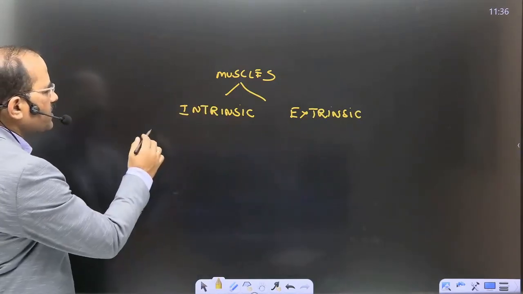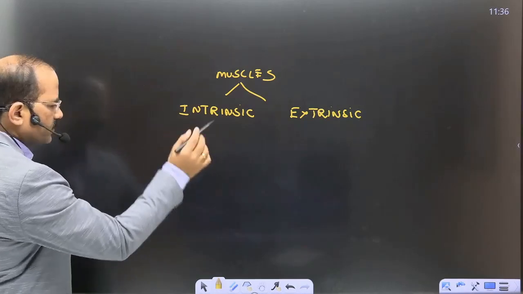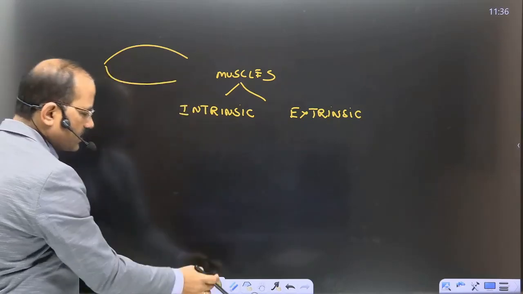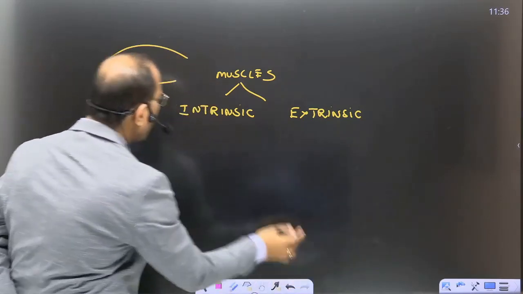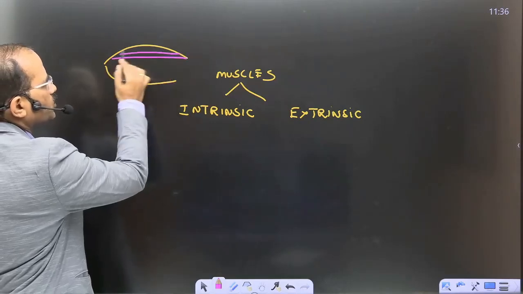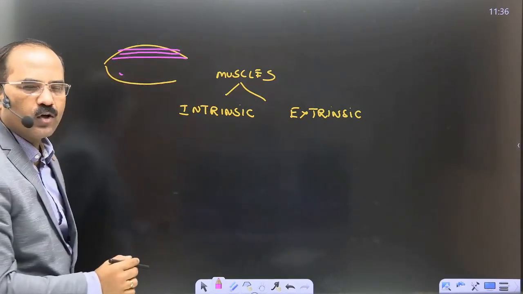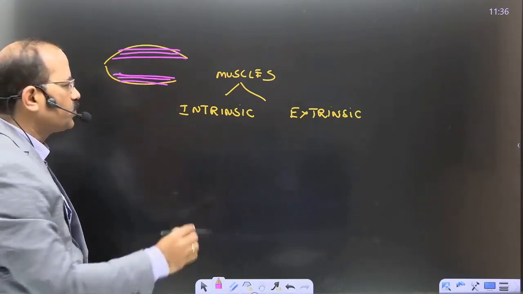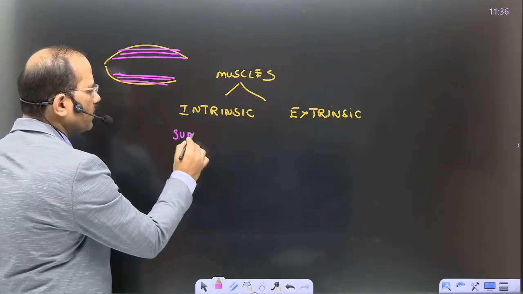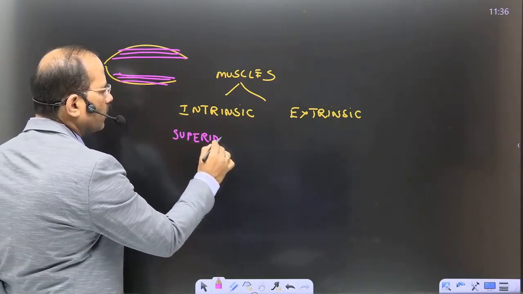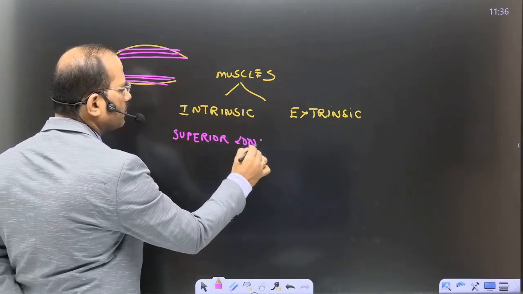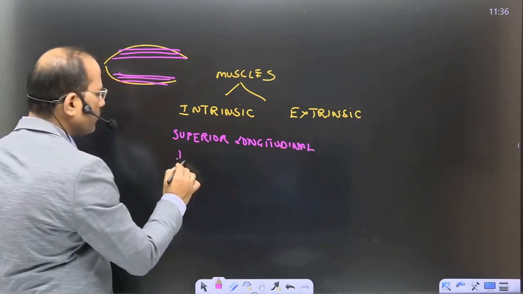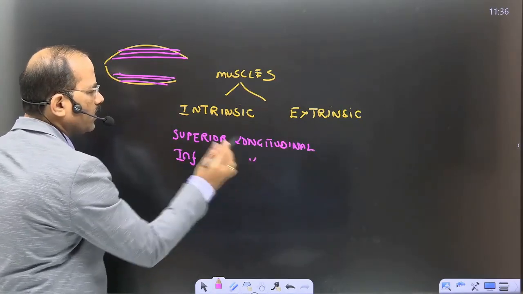Which are the intrinsic muscles? See, if I draw the tongue here for you, that's the tongue which we have drawn. There's a muscle here on the superior surface. It's a longitudinal muscle, that's the superior longitudinal. There's a muscle here on the inferior surface, which is also a longitudinal muscle. So one is the superior longitudinal, one is the inferior longitudinal.